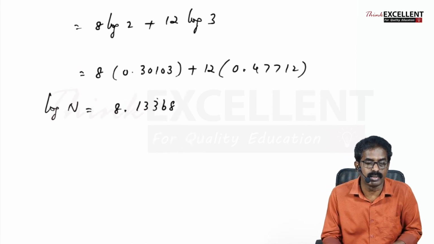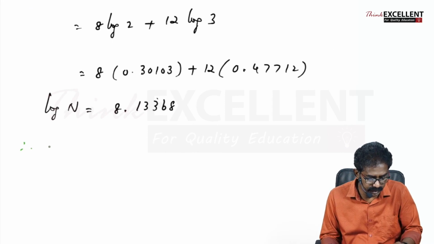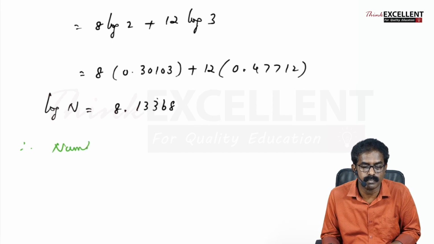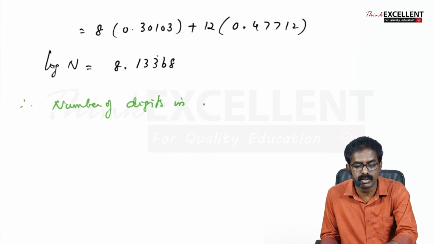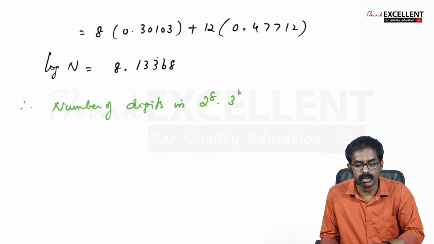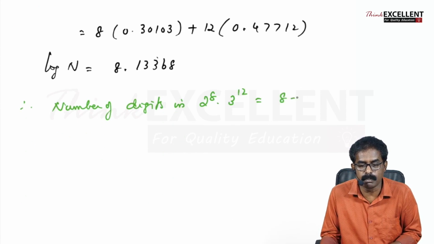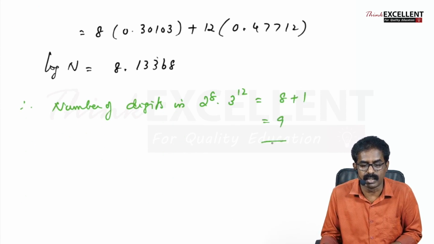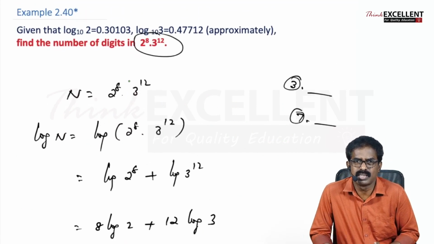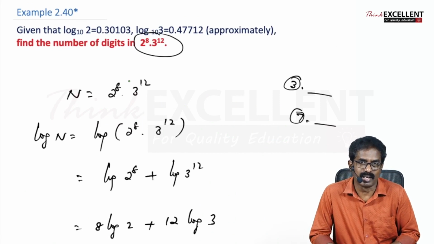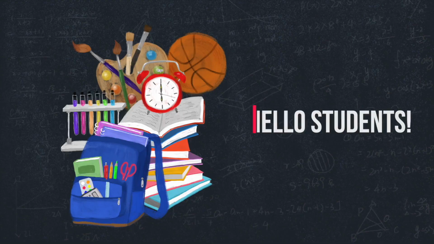Since the characteristic is 8, you know the number of digits will be 9. So finally you can say, therefore, the number of digits in 2 raised to 8 into 3 raised to 12 is equal to 8 plus 1. Your answer is 9. Okay. So all the types of questions we finished. One or two very simple questions I left out. I think with this idea you can answer any question in logarithm. We'll continue in the next class.